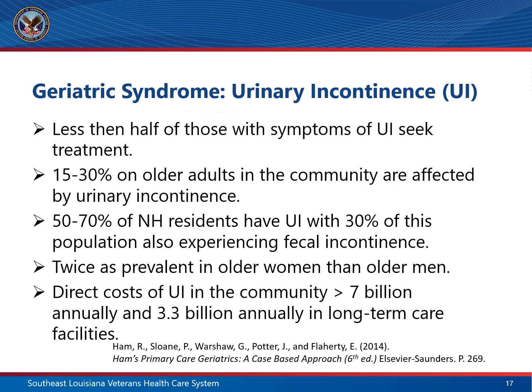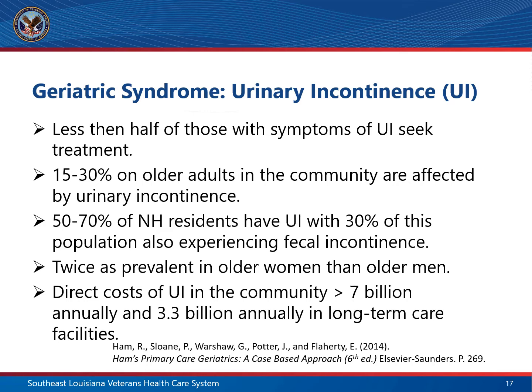So when you're interviewing older adults, it's very important to ask these questions. If you give them the permission to talk about it, they will. 15 to 30% of older adults in the community are affected by urinary incontinence, and up to 70% of nursing home residents have urinary incontinence, with another 30% also experiencing fecal incontinence. And urinary incontinence is one of the big things that makes family move their older relatives into a nursing home, because it might be cute when you're a little baby to be incontinent, but it's not cute when you're an adult.